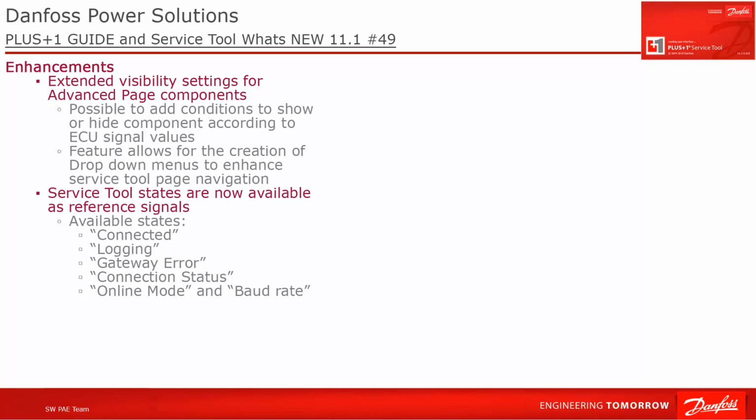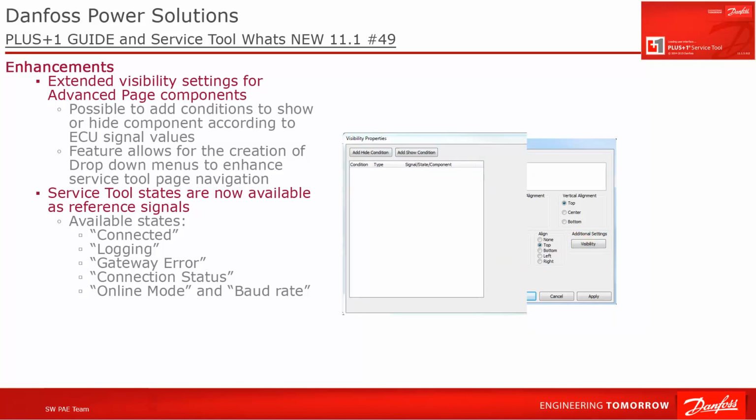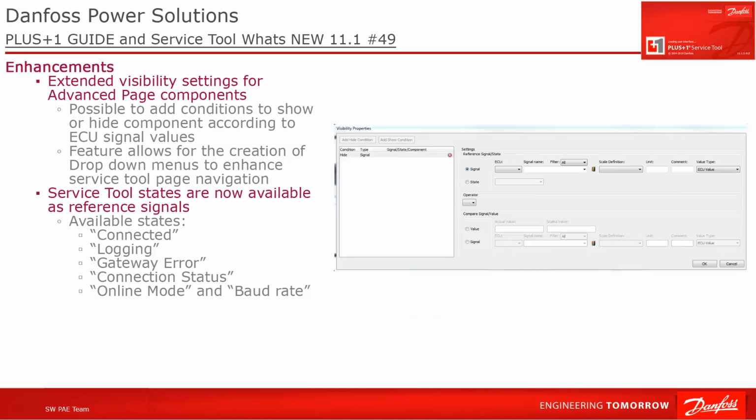The next enhancement is extended visibility settings for advanced page components. The height component available in all advanced pages has been renamed, so now these settings are called visibility. You can add conditions to hide or show to this component inside the visibility settings, but you cannot mix both. Dependent on hide or show conditions, you have different options for setting the visibility. Select components to trigger the show condition and the position of that component. For hide conditions, you can select the reference signal or state and use an operator to compare with other signals or values.